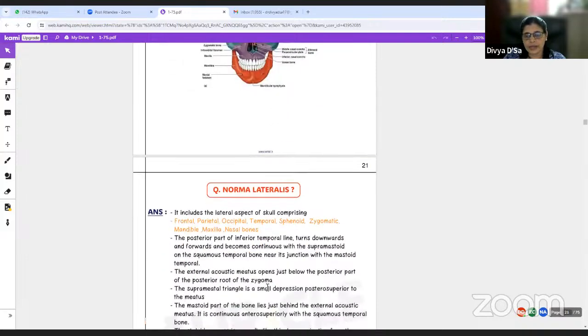Then we have the norma lateralis. Norma lateralis, what does it mean? When we view the skull from the lateral side, we call it the norma lateralis.